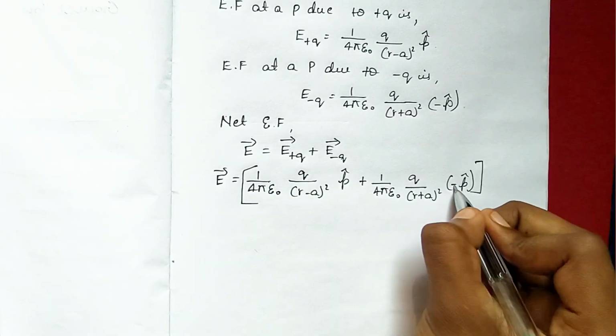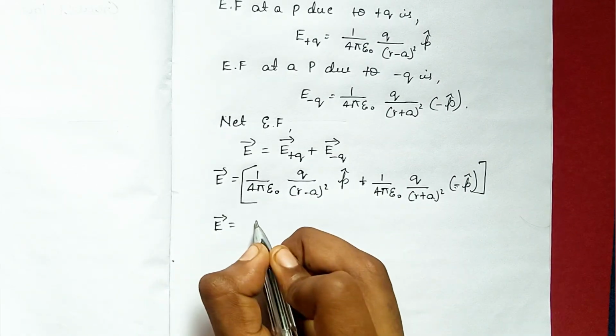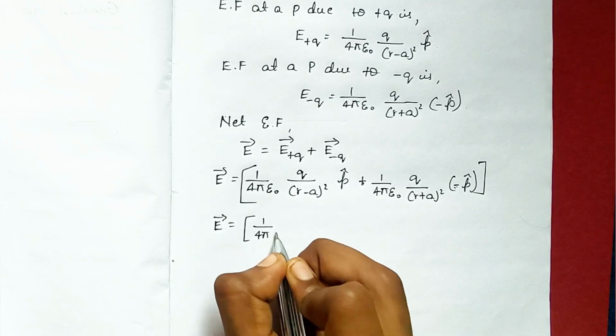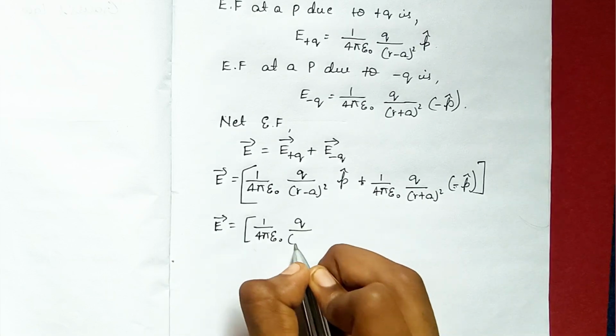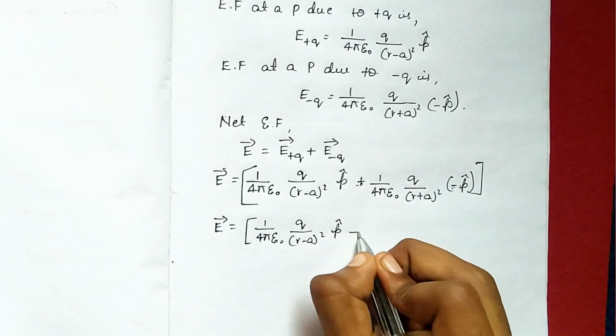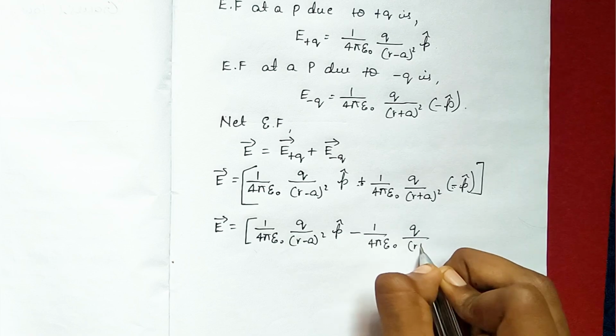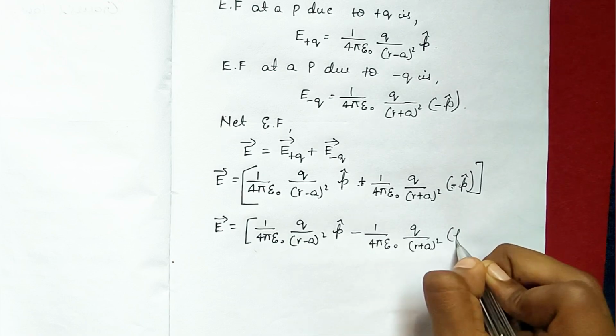Now we have to multiply this minus with this plus, so we can write E vector is equal to 1 by 4 pi epsilon naught Q by (r minus a) whole square P cap, minus into plus is minus, 1 by 4 pi epsilon naught Q by (r plus a) whole square into P cap.